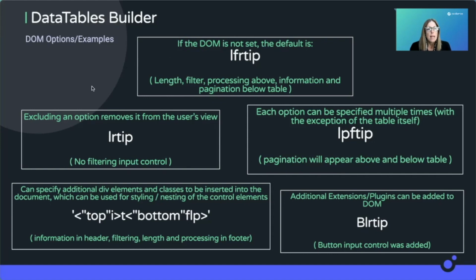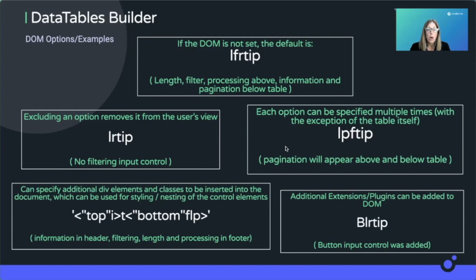Okay, here's another example. You can exclude an option and it removes it from the view, and that's what I talked about. So in this case, I removed the filtering or the search box. So when we go look at that, there's going to be no search option for the user. So that's how simple it is to remove something so somebody can't see it. There's also another way, but overall, if you don't want it included, don't include it in your DOM, and then there's no choice for the user.